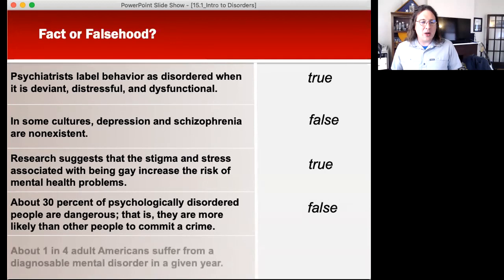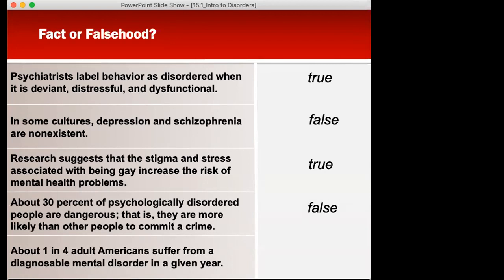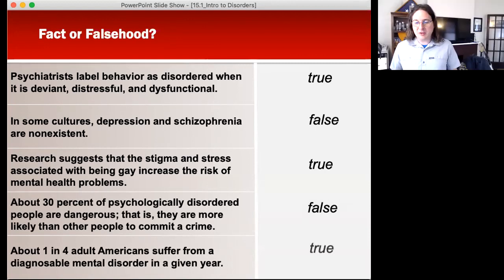All right, and last one. About 1 in 4 adult Americans suffer from a diagnosable mental disorder in a given year. True. Yeah, absolutely. That's true. Surprising numbers. And actually, that number is very, very low. If you think about that, why is that? Why is that number low? 1 in 4.